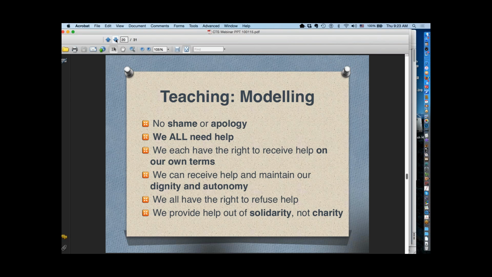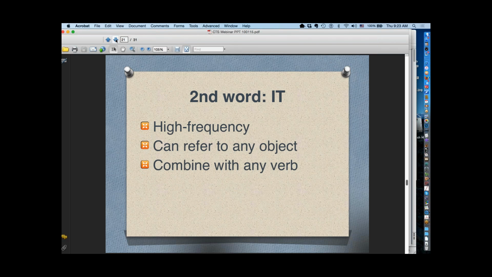And we're modeling for our kids that we provide help not out of charity, not out of pity, but out of solidarity. We are recognizing that our kids have unusual challenges and unusual barriers, and out of solidarity, we are going to help them dismantle those. So that's help.